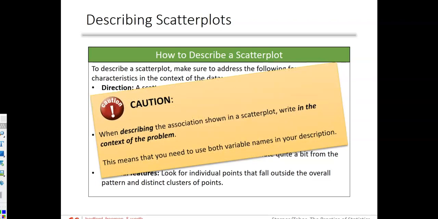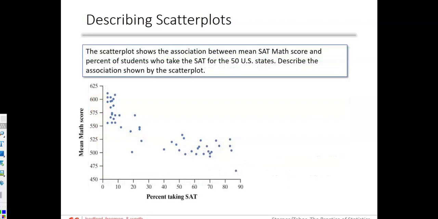Always describe both variables in the context of the problem. So the x and the y, talk about what those x and y variables are, the explanatory and the response. What do they represent? Use actual words here. So in this case, this one shows the relationship between SAT math scores and the percent of students who take the ACT for the 50 states. So the mean math score there. So describe the association shown by the scatter plot.